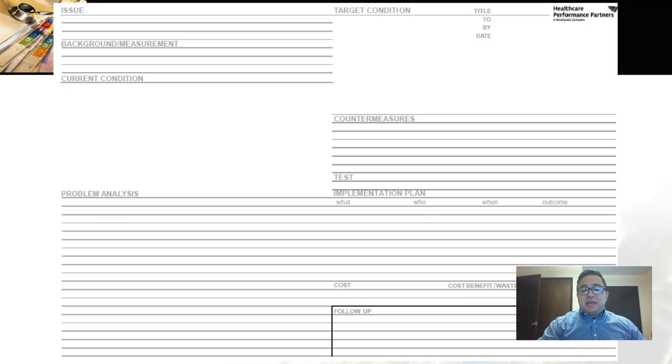This is the A3. If you were to look at your printer settings, A3 is simply a format of paper. Specifically, it is the 11-inch by 17-inch paper format, otherwise known as tabloid. But we've added quite a few elements onto this, and this is what lean practitioners use when they are going through a process improvement initiative.